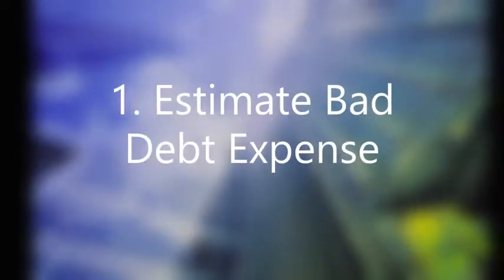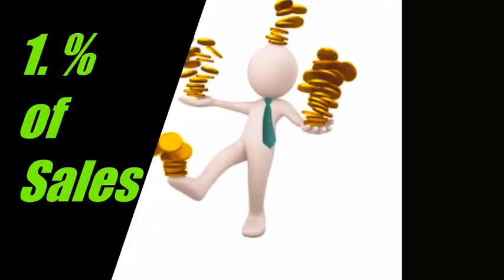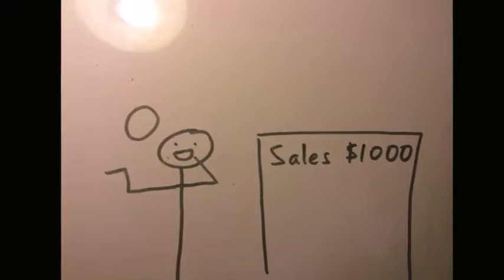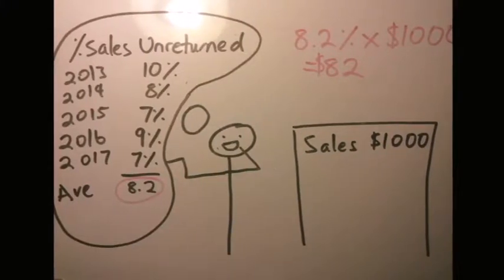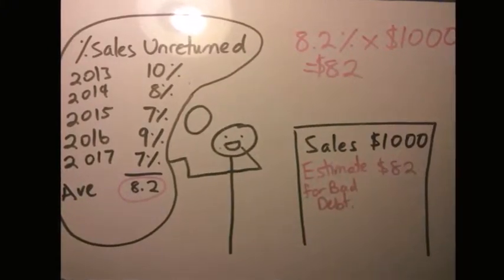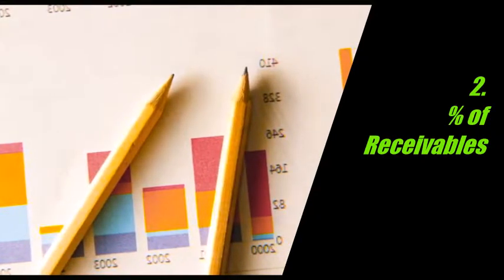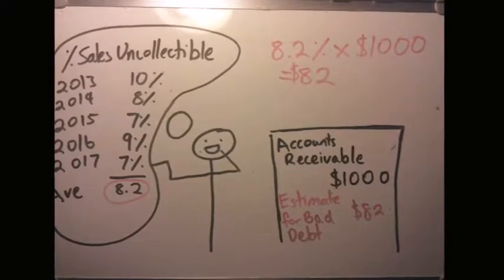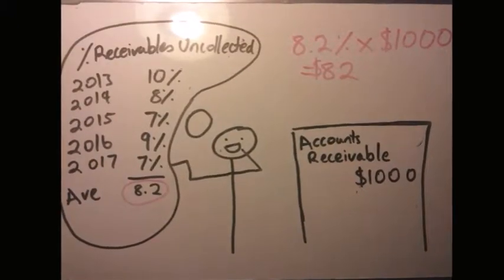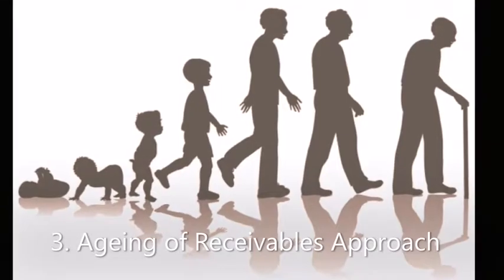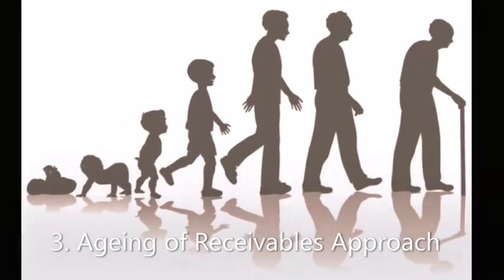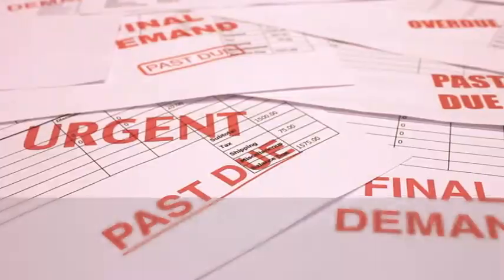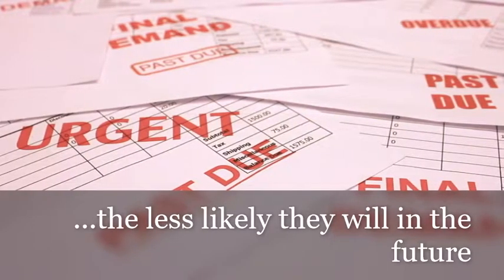There are three ways to estimate bad debt expense. The first is by percentage of sales. This method takes a percentage, which you've figured out from previous experience of your total sales, and uses that to estimate your bad debts. The second is by percentage of receivables. Like sales, this takes a percentage, which again you've calculated from previous experience, but instead it multiplies it by the number of receivables you have rather than the sales. The last is the aging of receivables method, which takes into account the idea that the longer a person doesn't pay, the less likely they're going to in the future.